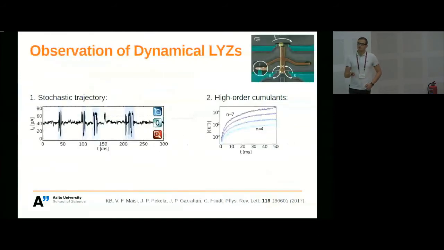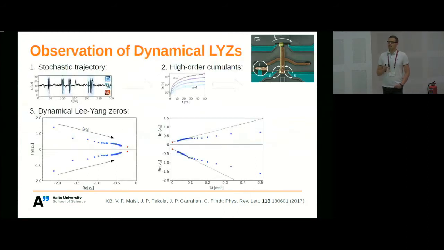And that's exactly what we're doing. So we start with the stochastic trajectories, which we get from the measurement. Then we evaluate the high order cumulants. High order here means, for all practical purposes, that we look at cumulants n equal to 4 and n equal to 7. That is enough. We checked that if you go to higher orders, nothing changes. So this is enough within the accuracy of the experiment. And now what you see is you get exactly what you expect. This is the leading Yang-Lee zero here as a function of time.